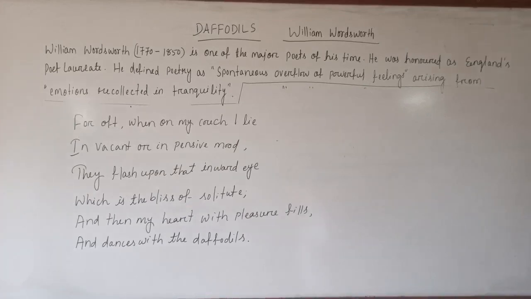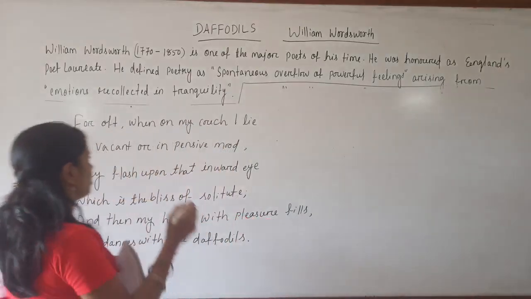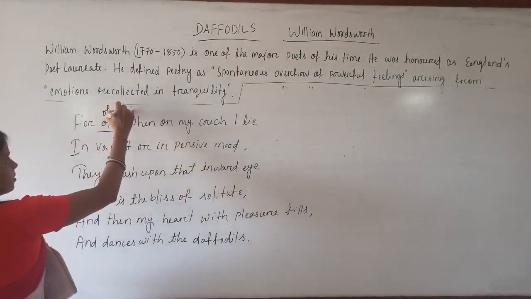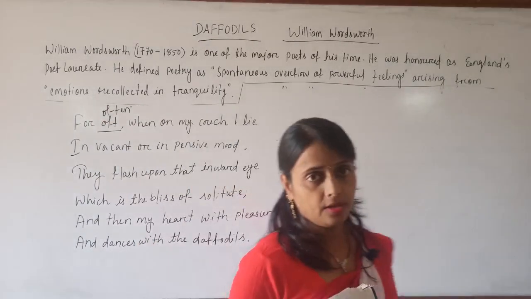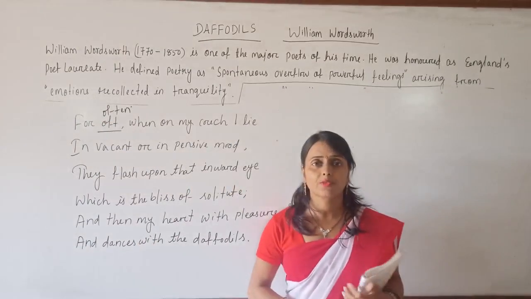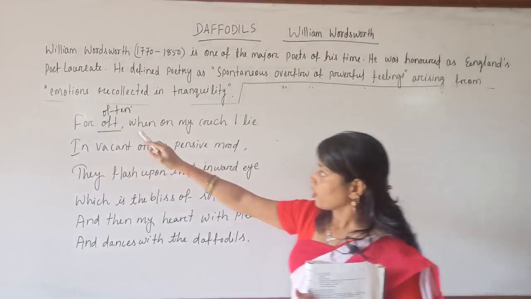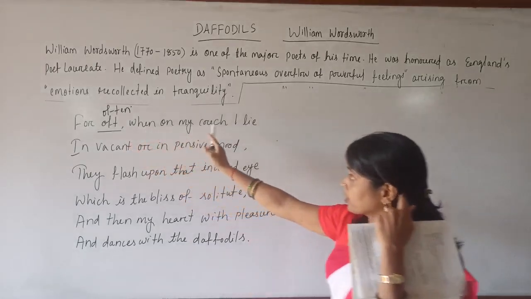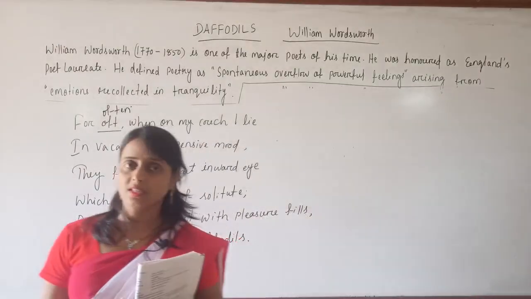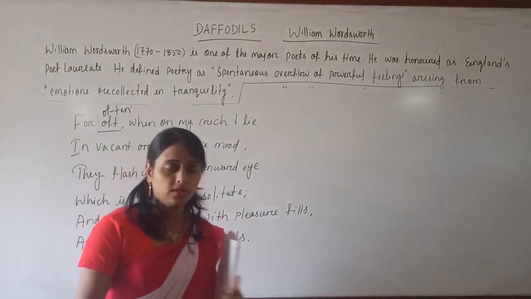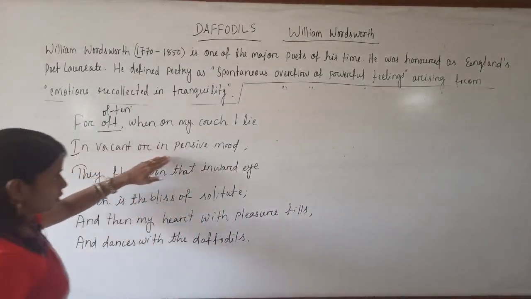Next it is written, for oft. Oft means what? Often, time to time, again and again. For oft, when on my couch I lie. Here, from this line it is quite clear that the poet has written this poem off the field. For oft means often, when on my couch I lie means whenever he is lying down on his bed at home.